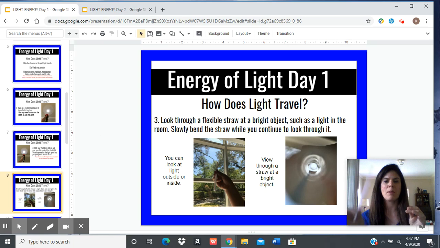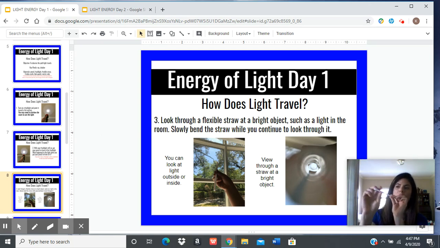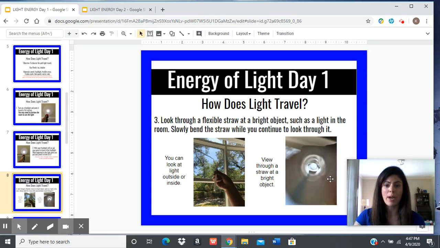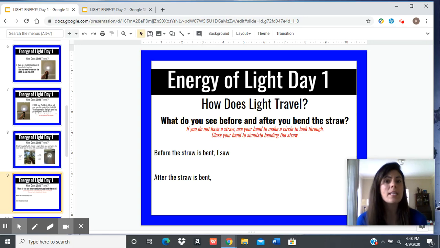So for this experiment, you're going to look through a flexible straw at a bright object, such as a light in the room. As you're looking through the straw, you want the flexible part further away from you. You look at the light object and then you slowly bend the flexible part. Here's an example of a view through my straw at a bright object. Let's think about what you saw before and after you bent the straw.